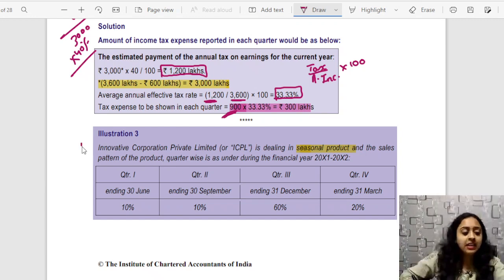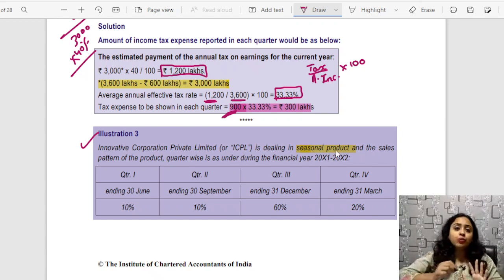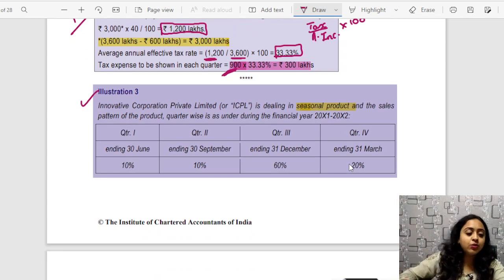Illustration number 3. Innovative Corporation Private Limited, ICPL, is dealing in a seasonal product. Do you remember something? If it is seasonal, cyclic or occasional, then you do not need to defer or anticipate. You have to record it as and when it occurs in the particular quarter. So quarter 1 is 10%, quarter 2 is 10%, quarter 3 is 60% and quarter 4 is 20% of the revenue.